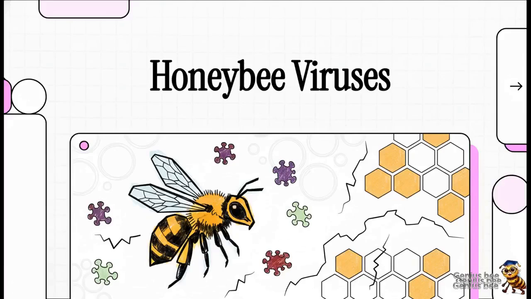All right, if you're a beekeeper, you know all about the visible pests, right? Like the varroa mite. But what about the threats you can't see? Today, we are diving deep into the microscopic and kind of scary world of honeybee viruses. These are the invisible enemies that can absolutely devastate your colony from the inside out.